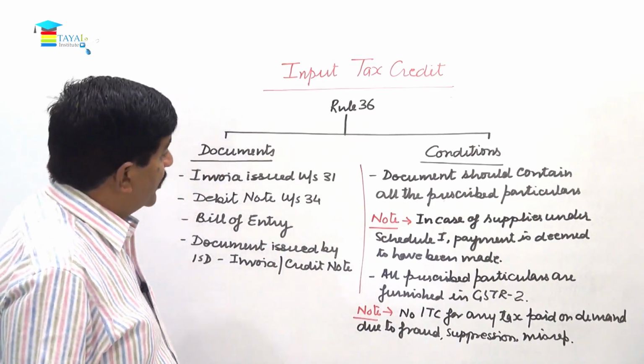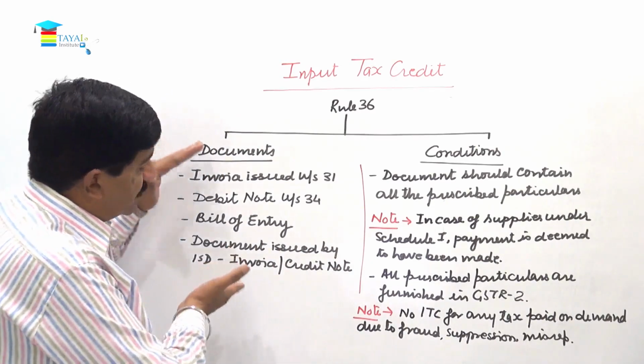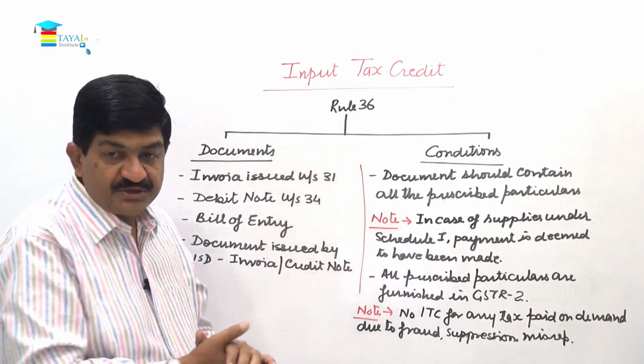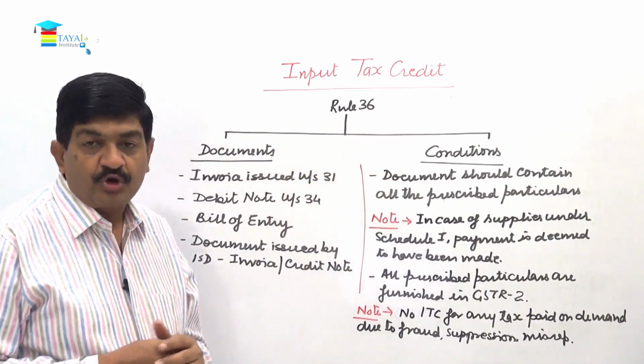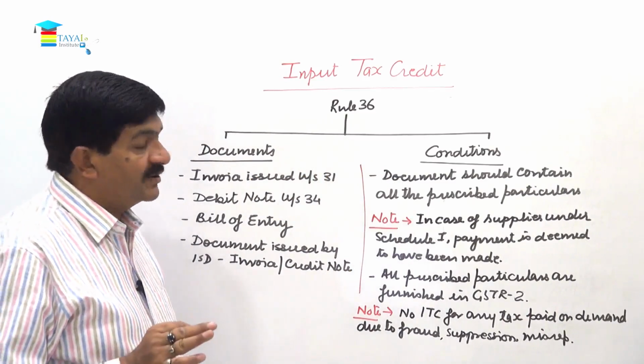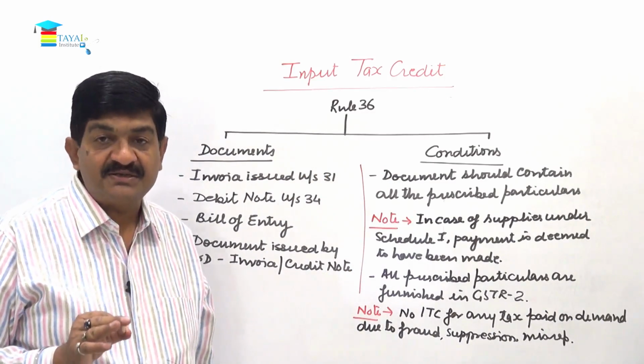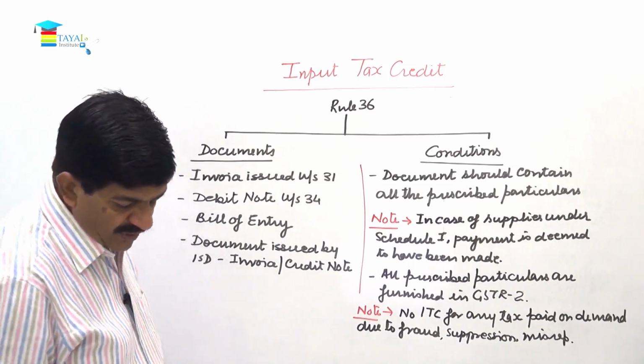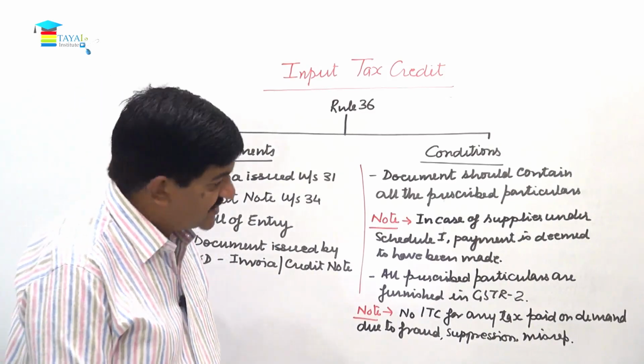So this is rule number 36. Here we have the list of documents, and here we have the conditions. The first condition is that all the documents should have prescribed particulars, and condition number 2, all the particulars should be furnished in the return GSTR 2. Now we are moving to rule number 37.